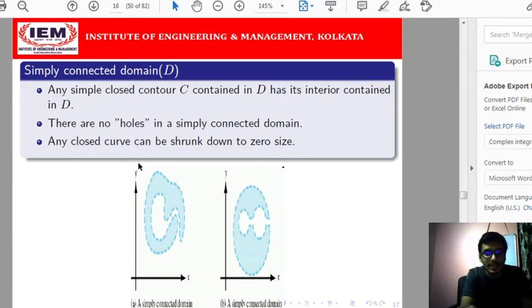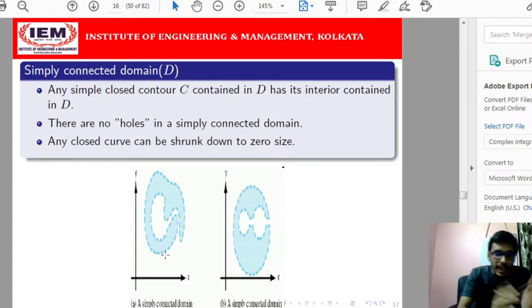A simply connected region is one where this is the path, this is the curve, and by virtue of that curve this is covered. It is called a simply connected domain when there are no holes in between that domain. This shaded portion is a domain, and there is no hole in it. It is bounded by a simple closed curve, and by this simple closed curve the region is covered.